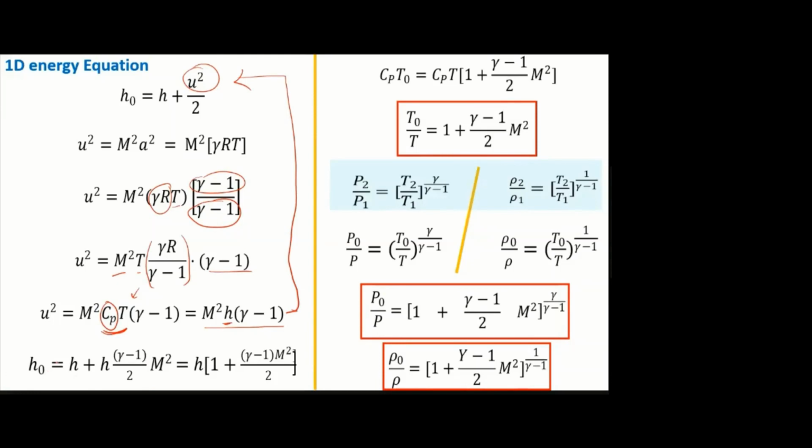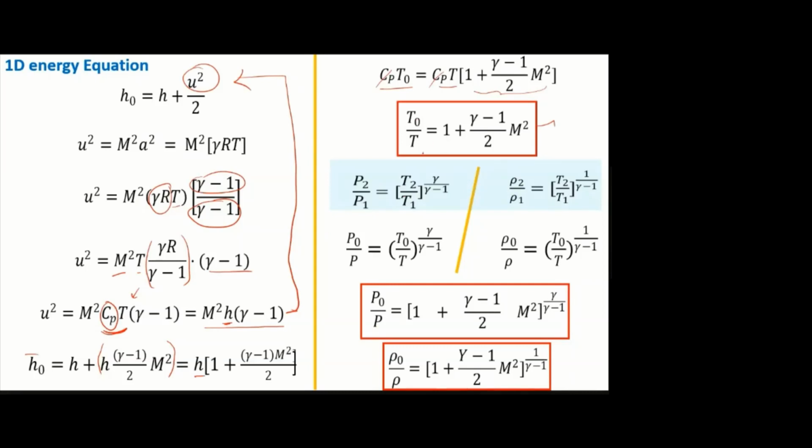You will get H naught is equal to H plus, instead of u square, H into gamma minus 1 into M square divided by 2. We can take H outside, so that you will get 1 plus gamma minus 1 by 2 M square. Again, I don't want this H naught, H; I can write it as Cp T naught is equal to Cp T into that remaining term. Cp gets cancelled, and rearranging this T, you will get the final form: T naught by T is equal to 1 plus gamma minus 1 by 2 M square. Okay.